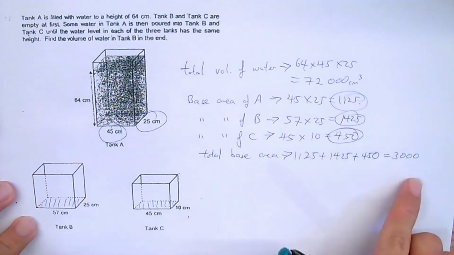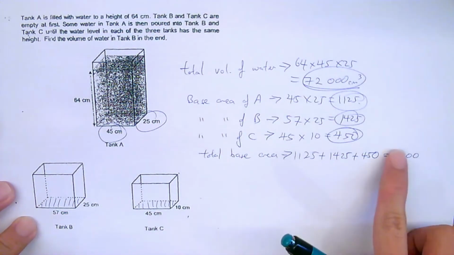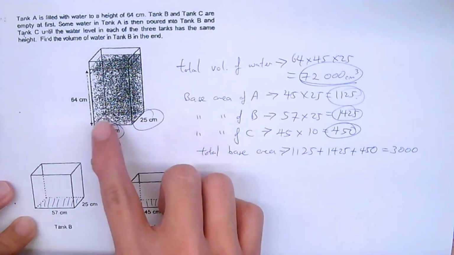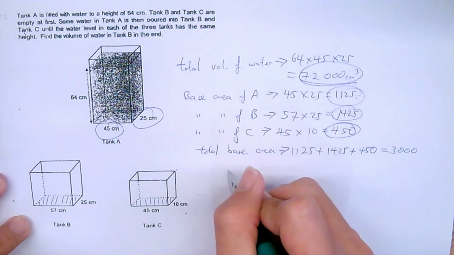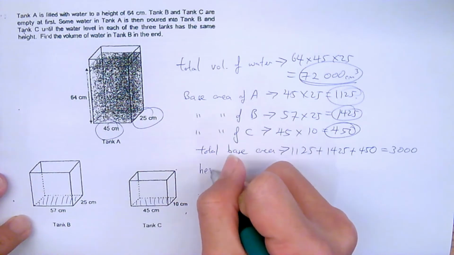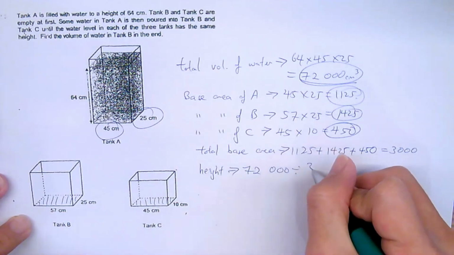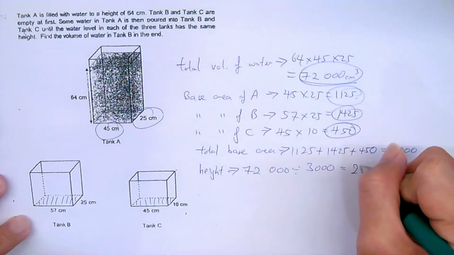Now all my base areas are together, and I've got my total volume of water. So I take my total volume of water, divide by 3,000. Remember, if you take the volume divided by the base area, you're going to get a height, because the base area multiplied by the height will give you the volume. So always remember this theory. The height would be 72,000 divided by 3,000, which will give me 24 cm.